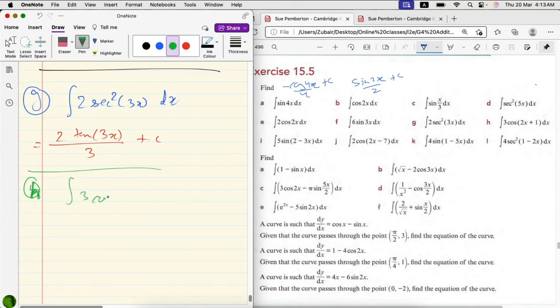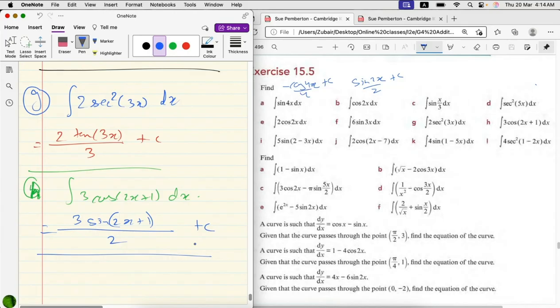So we have the integral of 3 cos 2x plus 1 dx, which gives 3 sine 2x plus 1, and then over 2, plus c. Okay.